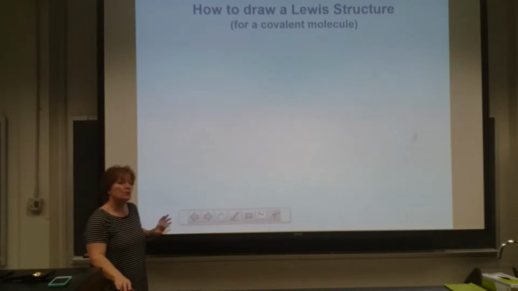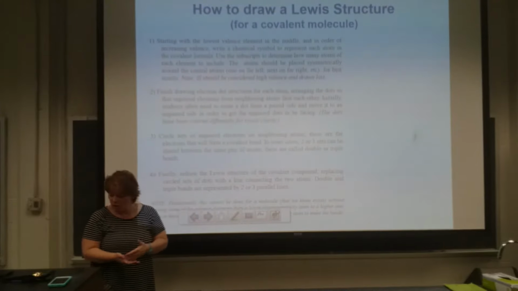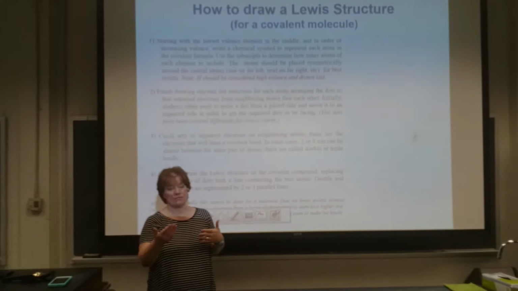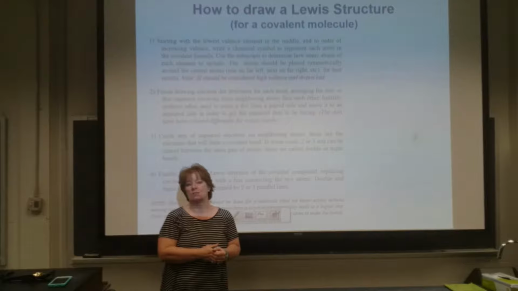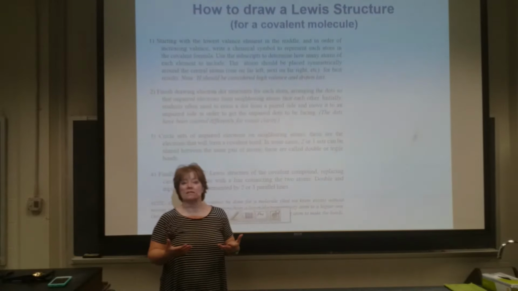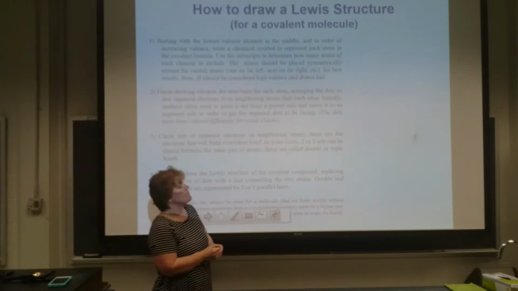Let's go through how to draw a Lewis structure. There's a lot of hints. Okay, first, I want to begin by putting the lowest valence electron element in the middle. So I have to look at them and consider the valency of each of the elements in the compound. I'm given a chemical formula, for instance, SCl2 might be an example. I think that's the one I'm going to use in a minute.